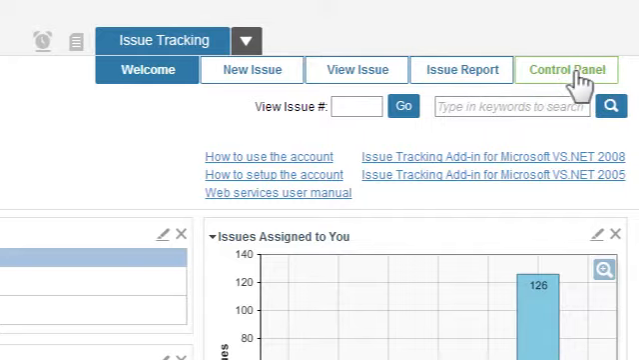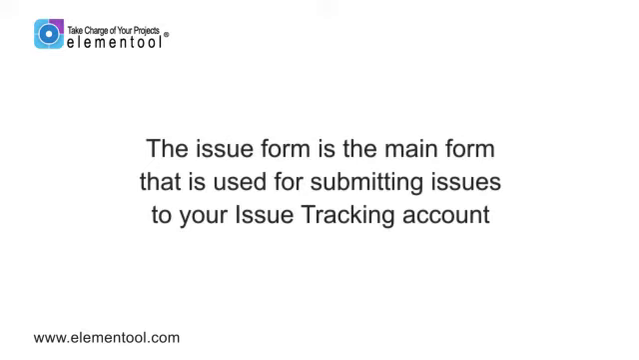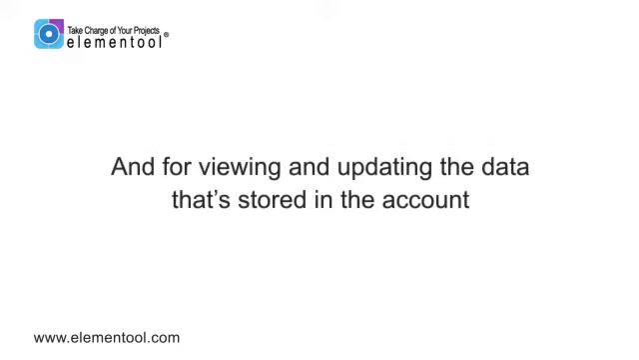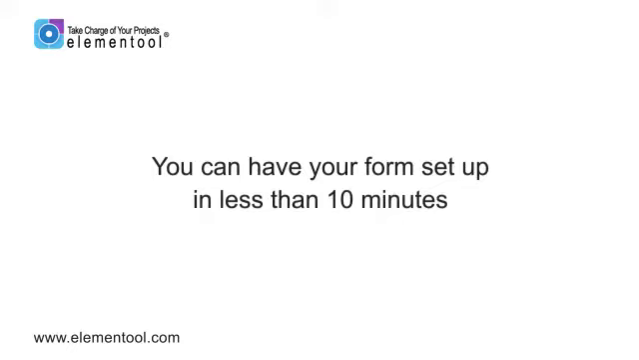Click Control Panel. Now the first thing you want to do after opening a new account is to set up the issue form. The issue form is the main form that's used for submitting issues to your issue tracking account and for viewing and updating the data that's stored in the account. I'm going to show you how to do this, and it's much easier than you think.